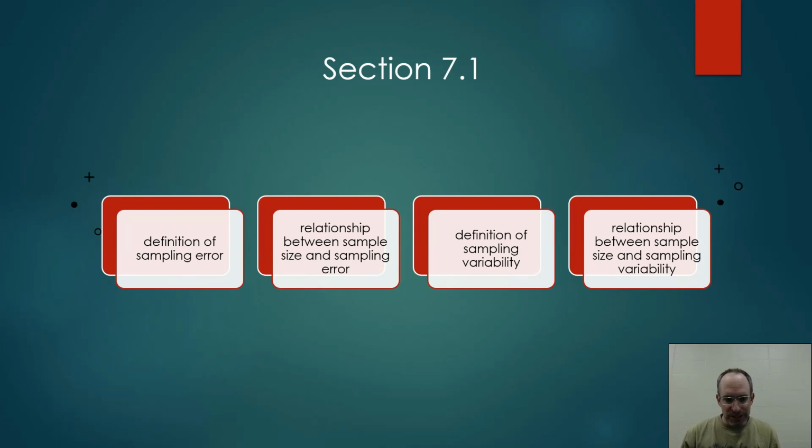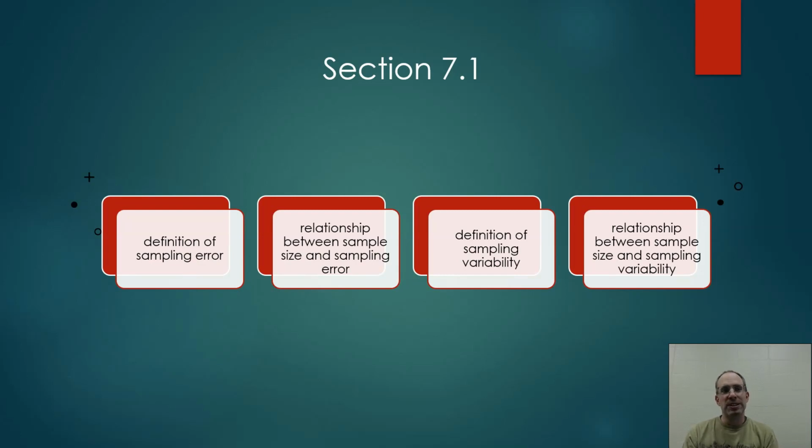7.1. This is kind of repetitive, but sampling error and sampling variability are different things, so I just wanted to stress that here. Sampling error is the difference between your estimate, the value that you get from your sample, and the population measure that you're trying to estimate. So that would be the difference between the X bar in your sample and whatever mu actually is.